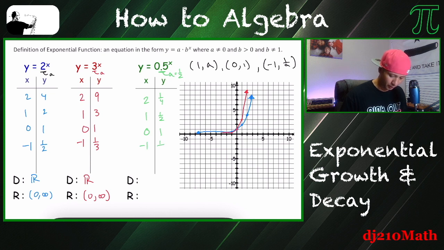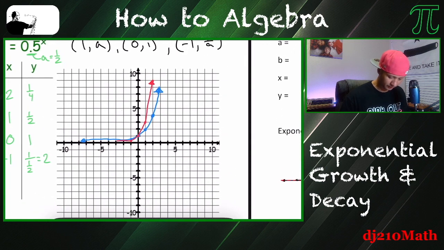And then (-1, 1 over 1/2), which we know when we have a compound fraction, right? We keep the top, change the multiplication, flip the bottom. So this is basically 2. So if you notice, we have (-1, 2), (0, 1), (1, 1/2), (2, 1/4). And it's going to keep falling down all the way towards the x-axis, but never touching the x-axis.